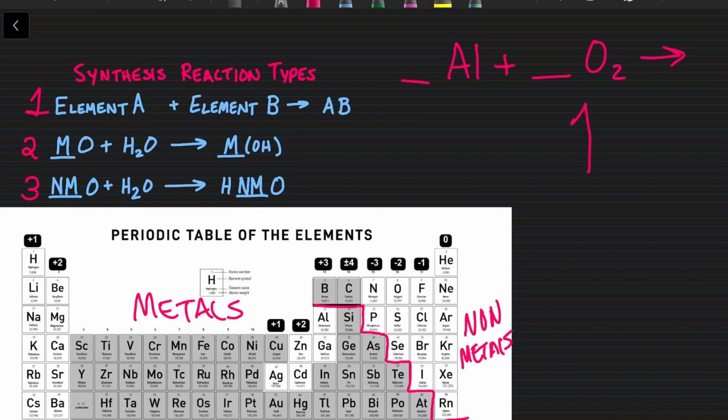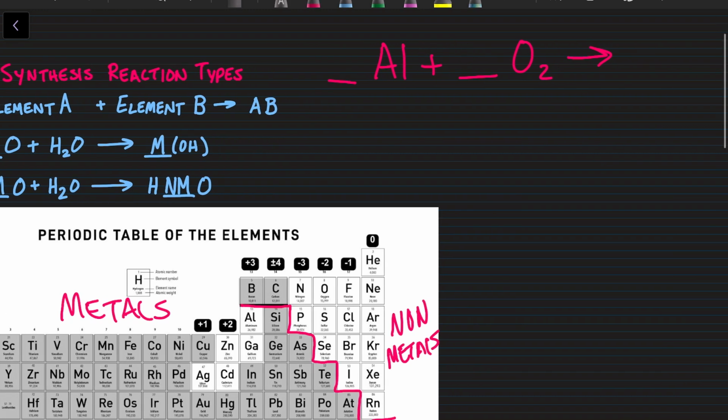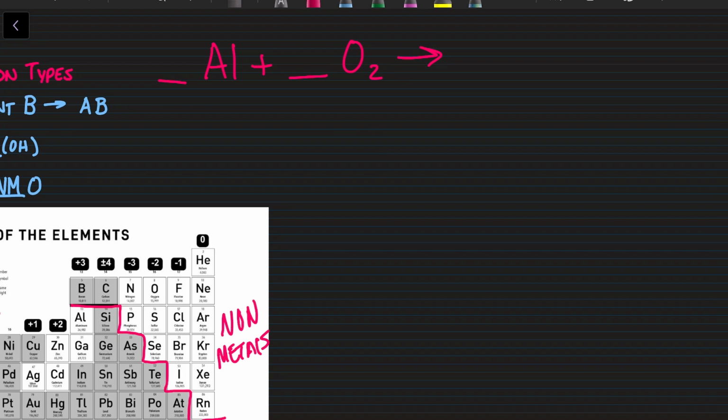Okay, so then for number 3, we analyze this, and we see that there is no water, so it cannot be reaction type 2 or 3, so it's got to be reaction type number 1. So now all we got to do is combine the elements. So we combine aluminum and oxygen together.